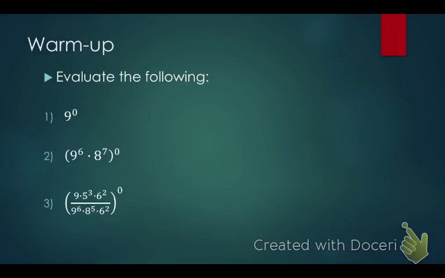Okay, so your answer to everything should be 1, because anything to the power of 0 is 1. Okay, if you're trying to figure out, okay, how can I get 5 to something to equal 1? Well, 5 to the 0 is 1. Anything to the 0 power is 1. Please, please, please remember that.